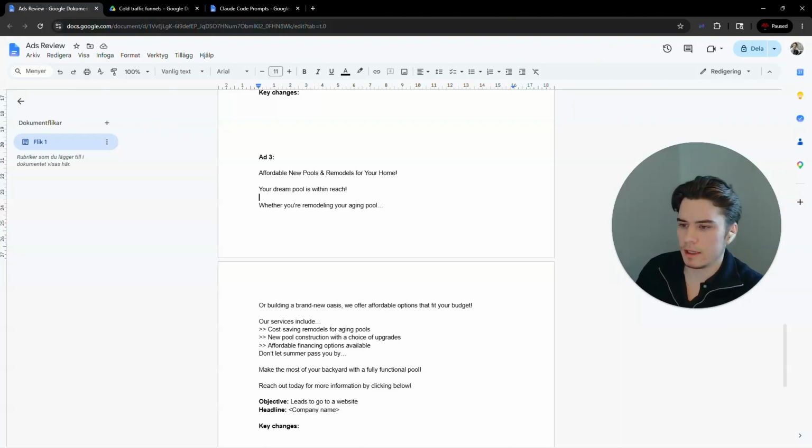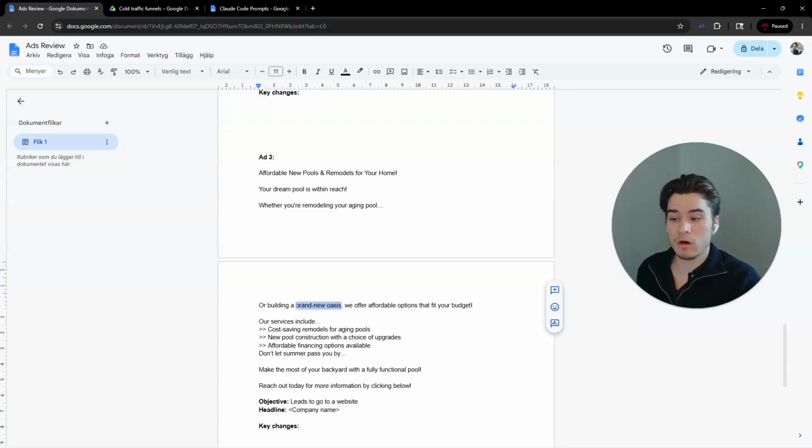Or building, and again, it's also making these sort of generic claims that everyone else is making, like brand new Oasis, and then we offer affordable options that fit your budget, attracts the price shoppers, our services include. And you can probably notice again that the ad is mainly talking just about the business and their services. Here's what we do, here's what we can do for you, here's how affordable we are, right? But again, prospect doesn't care about the business, they care about themselves.